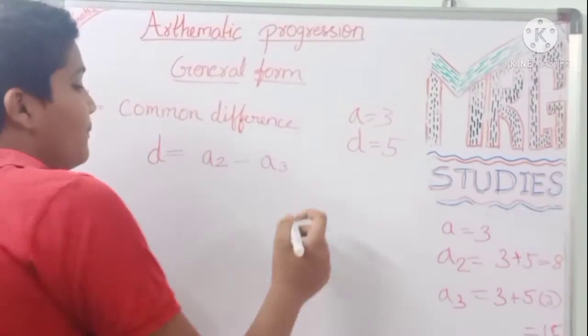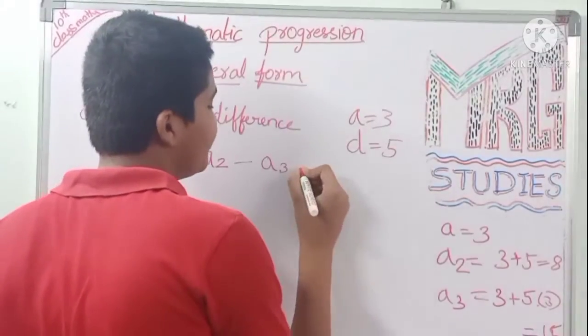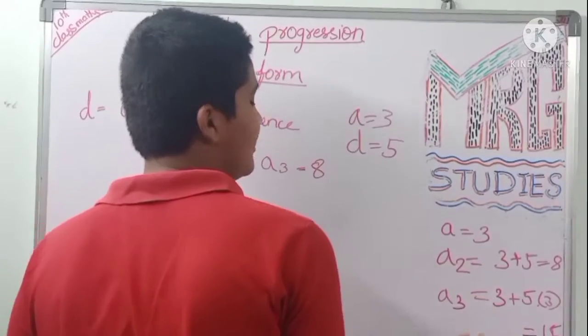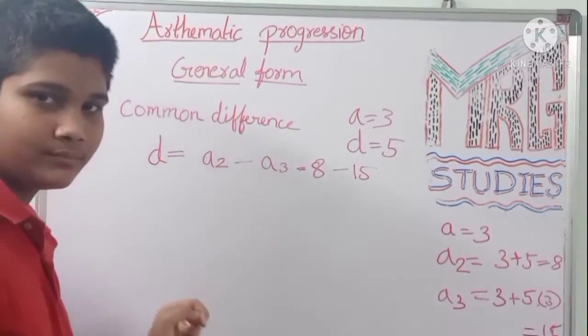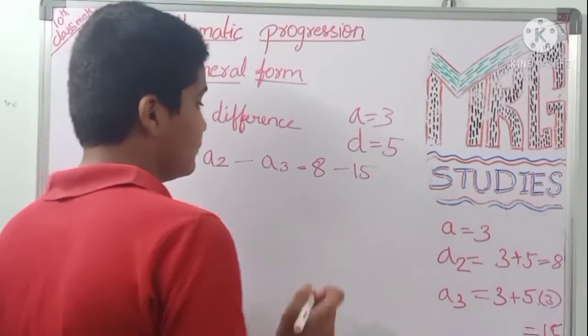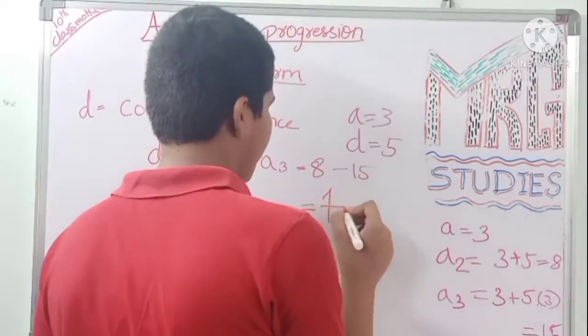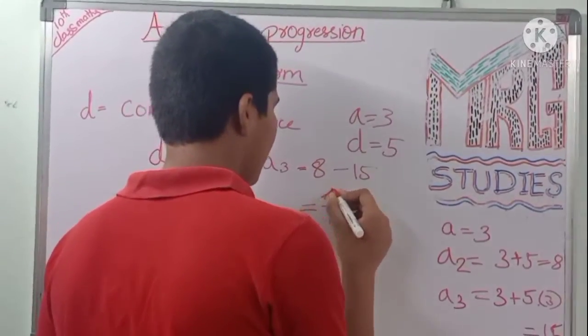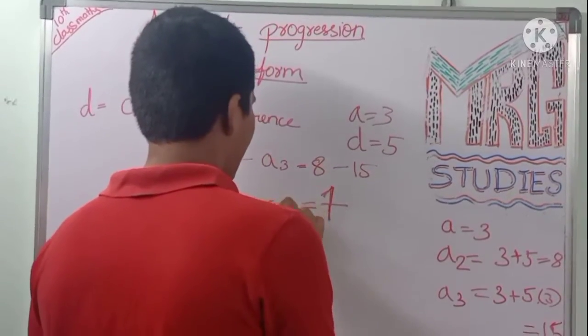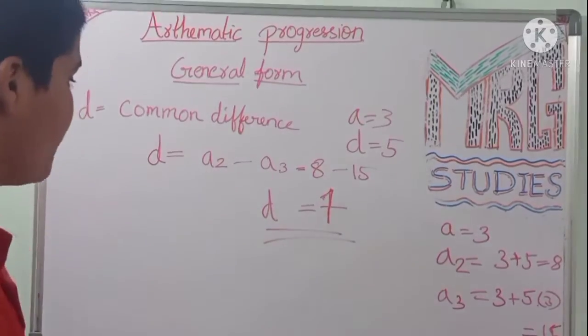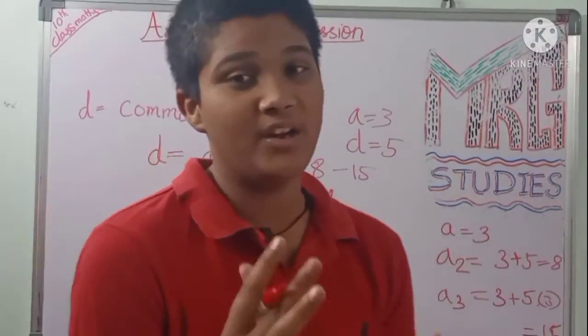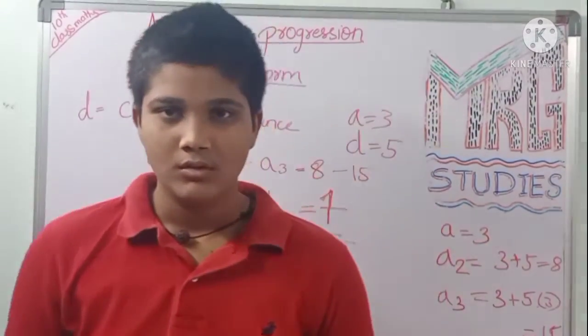See here, A2 is 8 and A1 is 3. So what do we get? 5. So 5 is our d value. Like that we can find the common difference of the values.